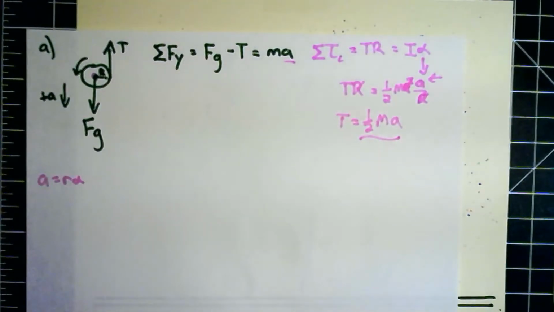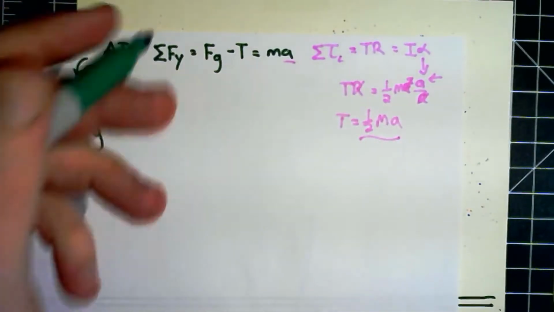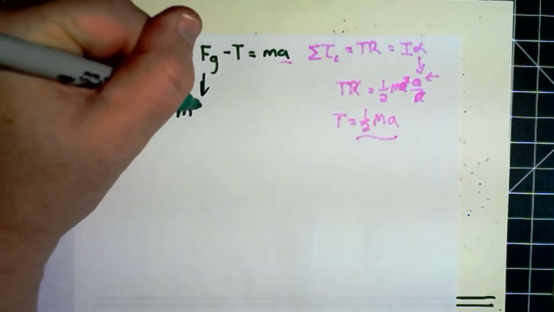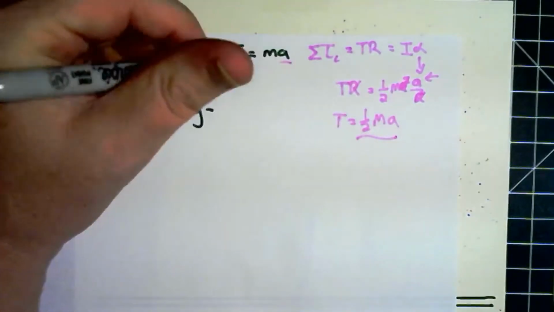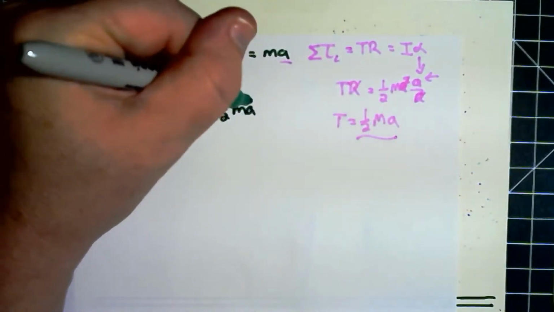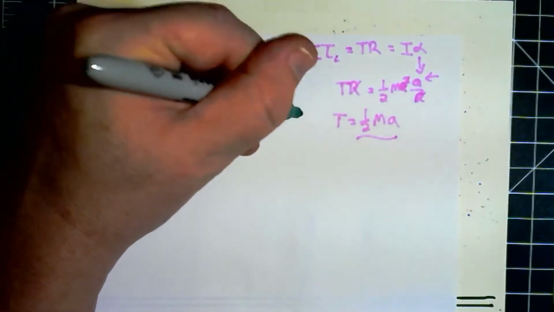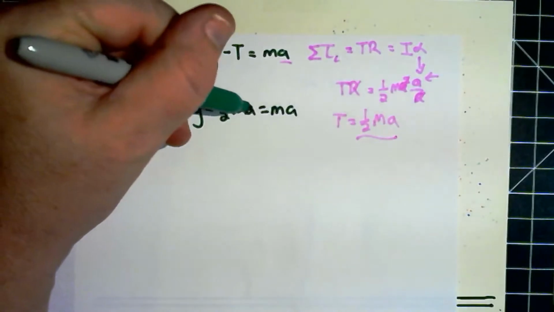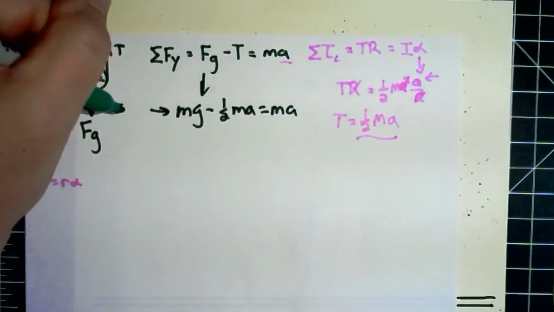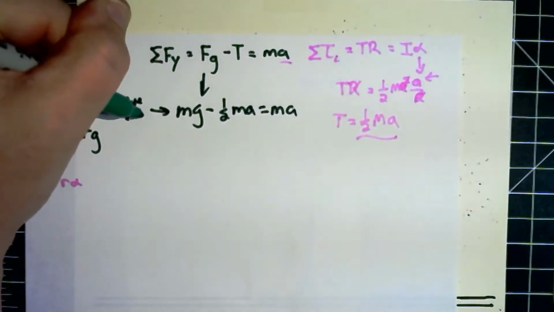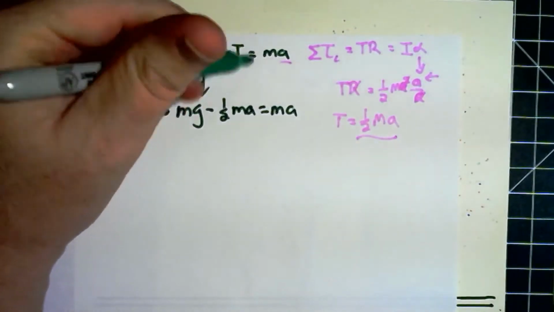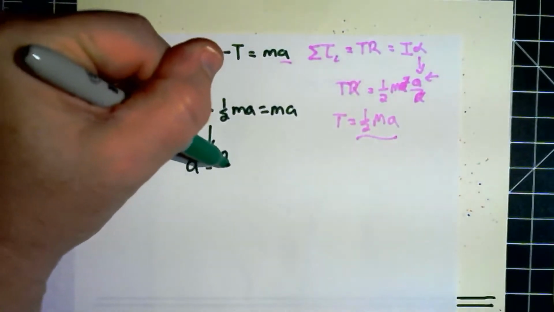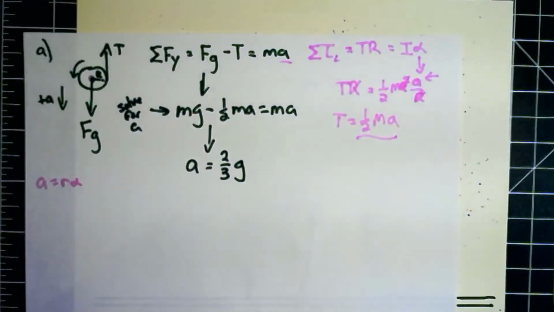So I'll have, once again, force of gravity, which is just mg, right? So I'm coming down here and saying mg minus the tension, which is 1/2 ma, is equal to ma. All right. So I've got mg minus 1/2 ma equals ma. So now this I'll solve for a. And so when you do the algebra and manipulate everything around, you should get the acceleration is 2/3 of g.